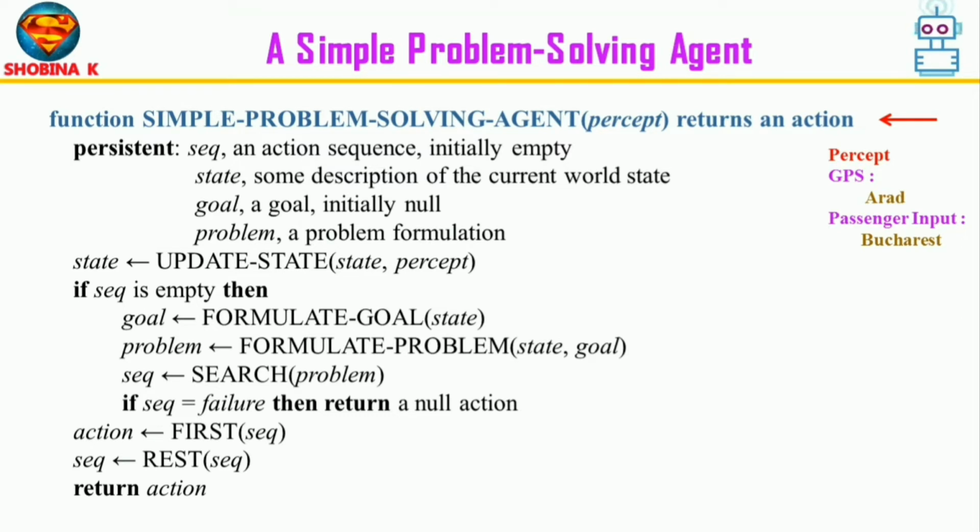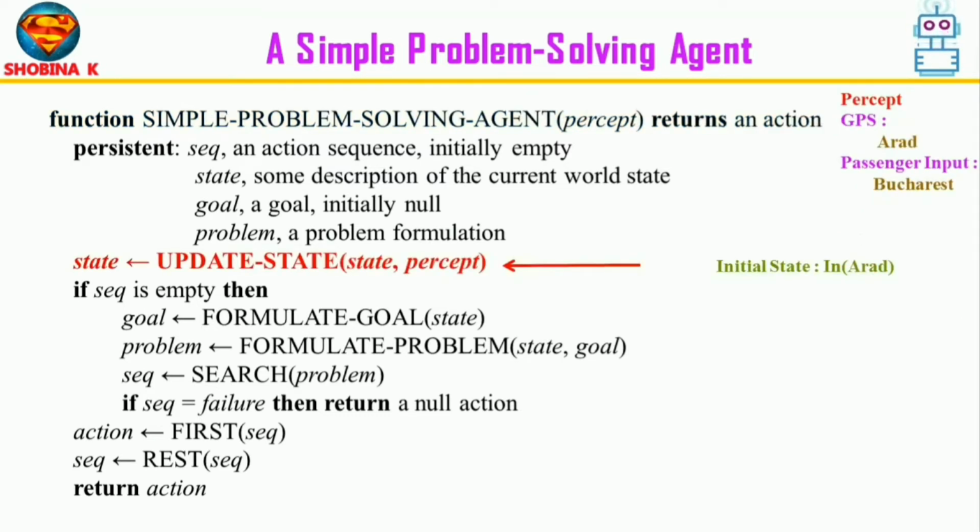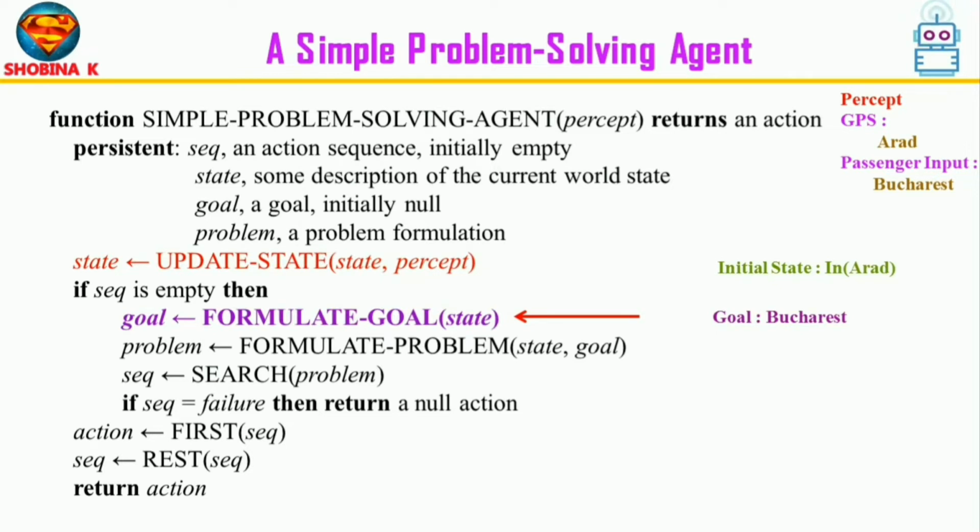Using the current percept, we will update our state. We will use the previous state and the current percept, and using that, we will create a new state. The new state would be: currently we are in Arad and our destination is Bucharest. Next, we will use the state that has been created to formulate a goal. Since the passenger has entered his destination as Bucharest, in this step we will formulate a goal. That is, we will decide our goal: we need to be in Bucharest.